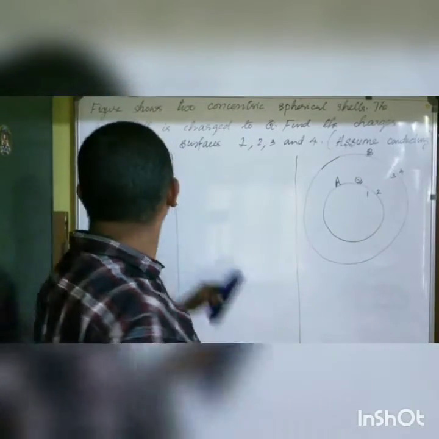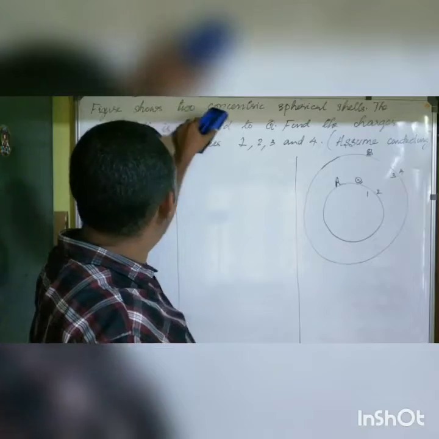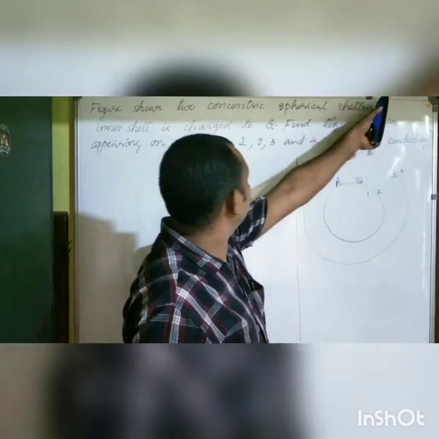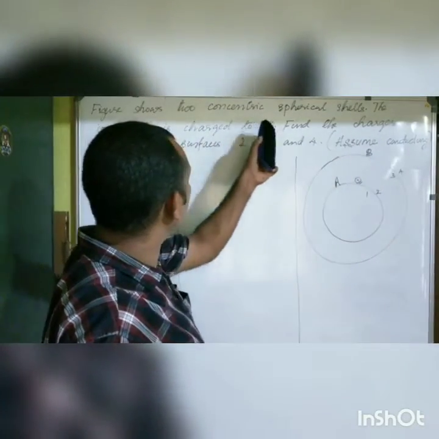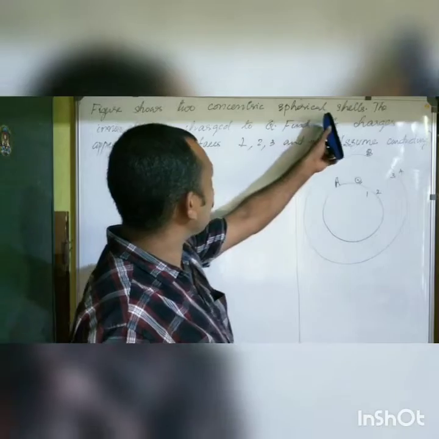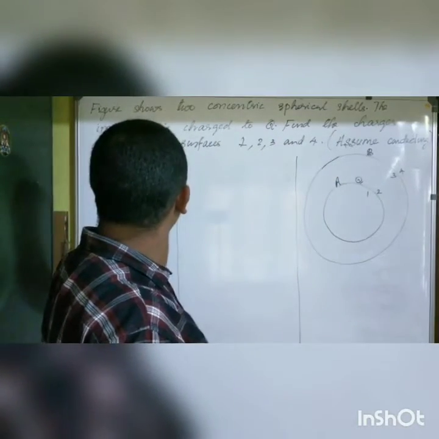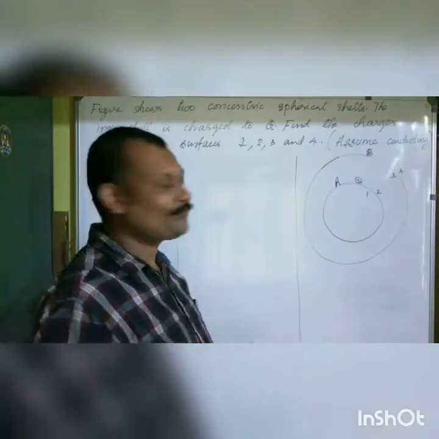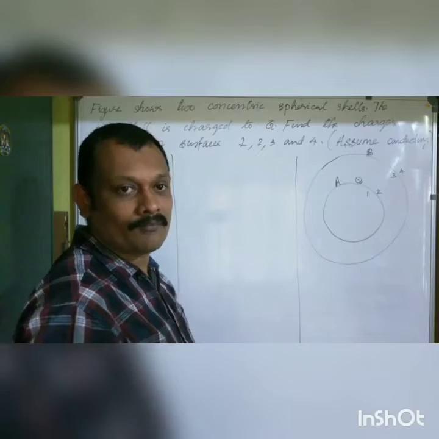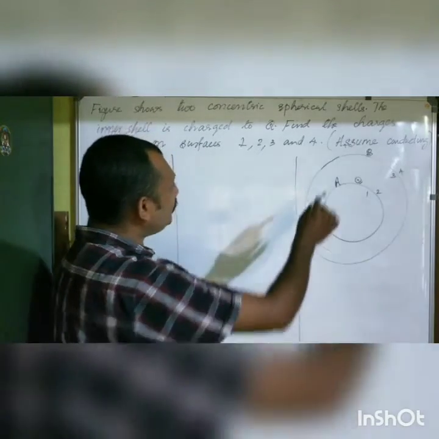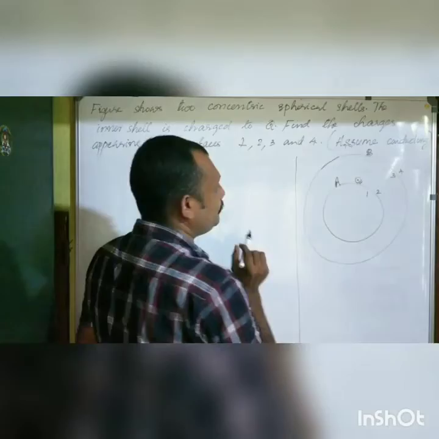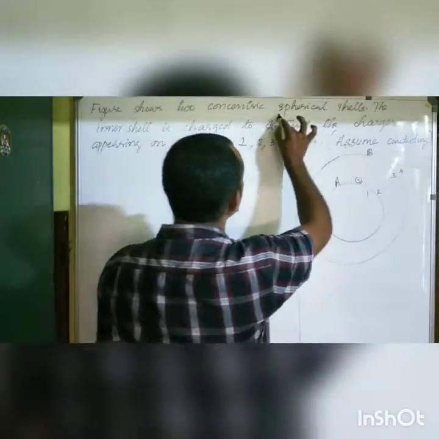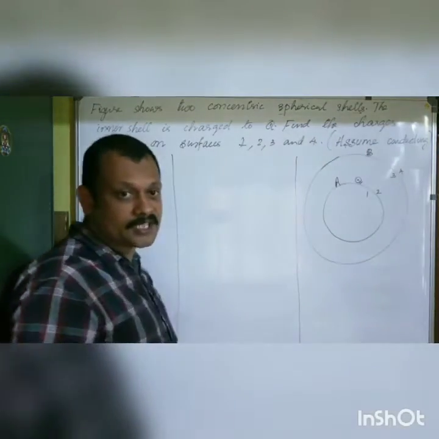Okay, second question. Figure shows two concentric spherical shells. The inner shell is charged to Q. Find the charges appearing on surfaces 1, 2, 3 and 4. Assume conducting. I have labeled the spheres by names A and B. Both are conducting spherical shells.